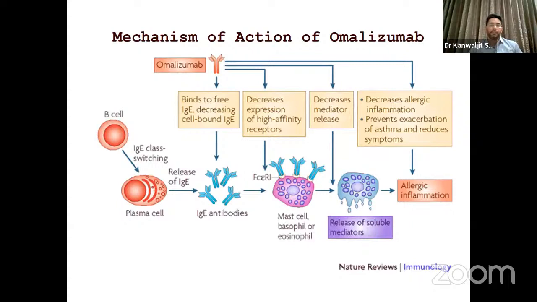It binds to the free IgE, decreasing the cell-bound total IgE levels. Later on, it decreases the expression of high affinity receptors, which leads to a decrease of mediator release, that is histamine, and which later on decreases the allergic inflammation. It prevents the exacerbation of asthma, and it reduces the asthma symptoms as well.